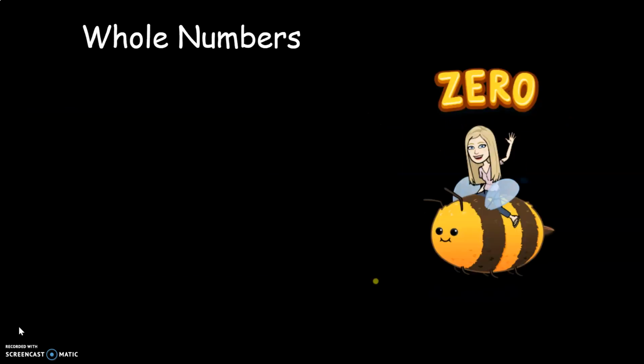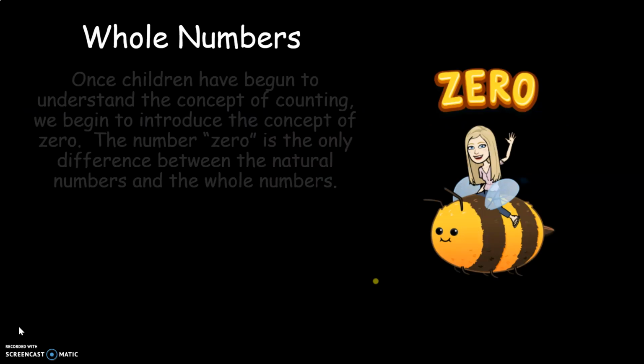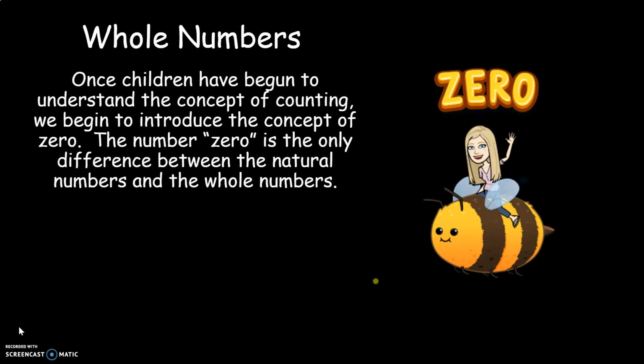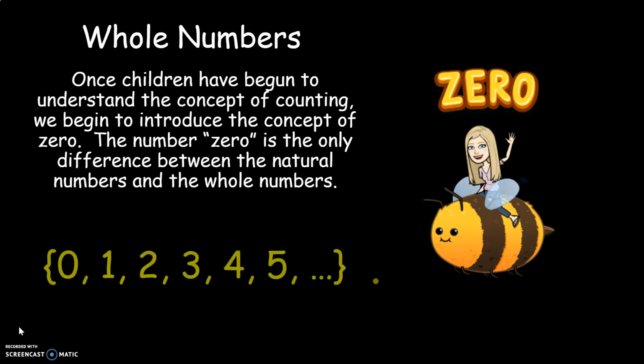So the next type of number we're going to look at are whole numbers. Now, whole numbers, there's really only one difference between whole numbers and the slide before here, the natural and counting numbers. With whole numbers, the number 0 is the only difference between the natural numbers and the whole numbers. So once children have started to learn their numbers, they start to understand that there's a concept of 0 or nothing. So 0 is the only thing that changes from natural numbers to whole numbers.